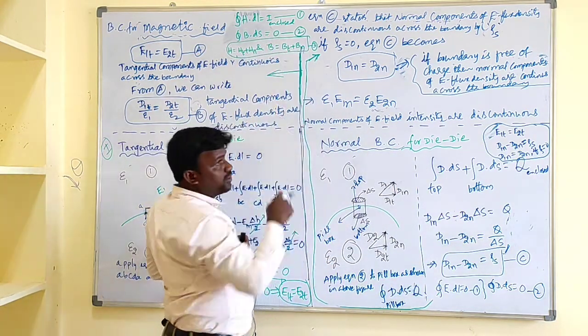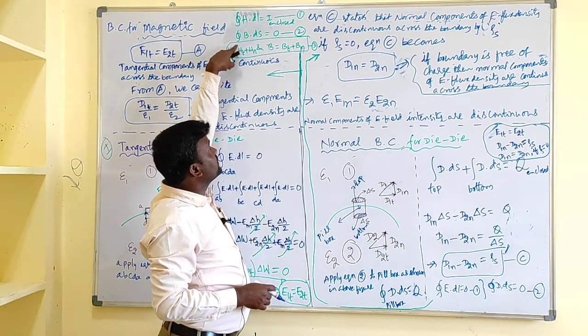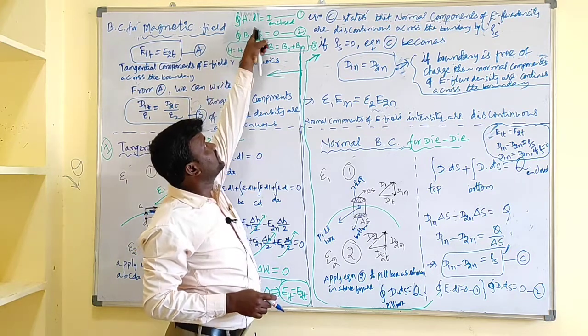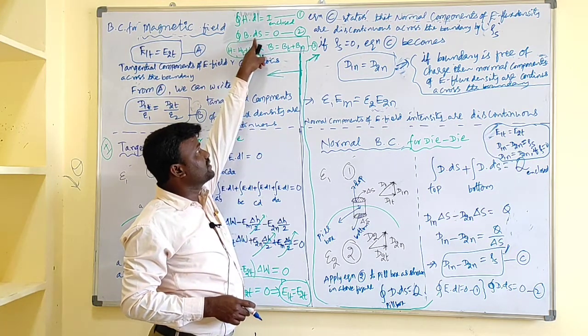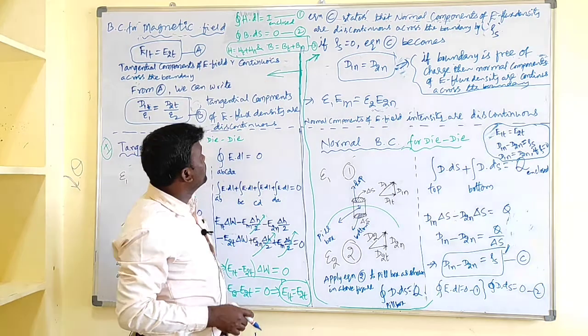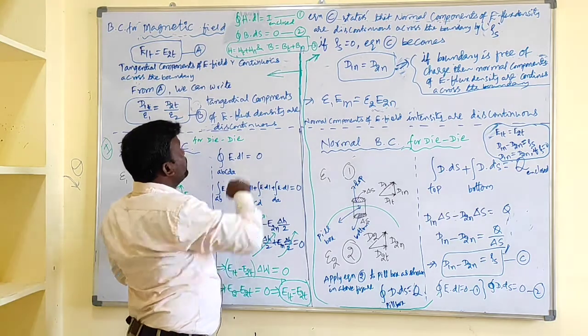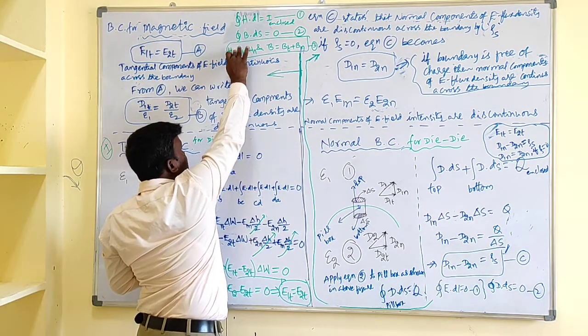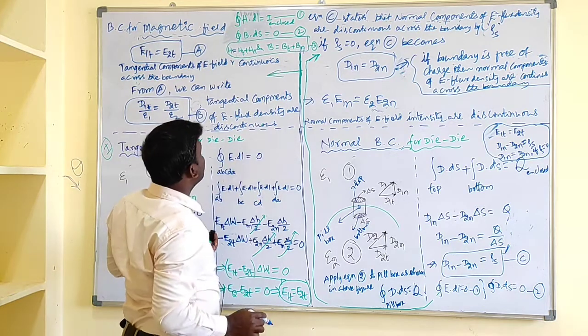That is equation 2. In order to derive magnetic field boundary conditions, we need to use these equations. First one is integral H dot dl equal to I enclosed, and another one is integral B dot ds equal to 0, that is equation 2. And we need to decompose the field components into two orthogonal components: H equal to Ht plus Hn, and B equal to Bt plus Bn.